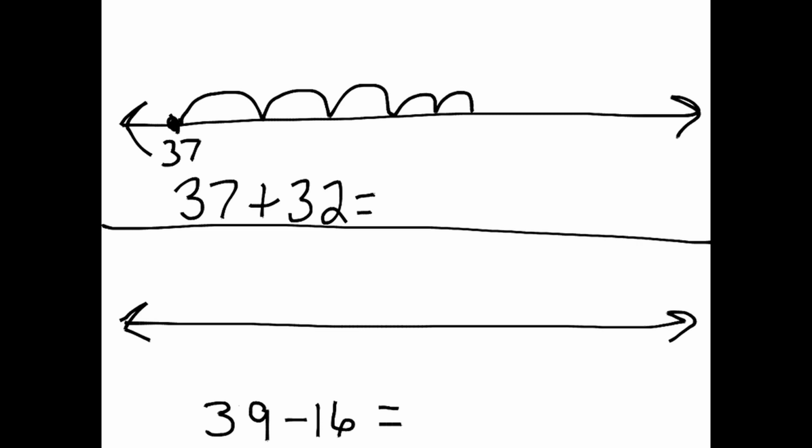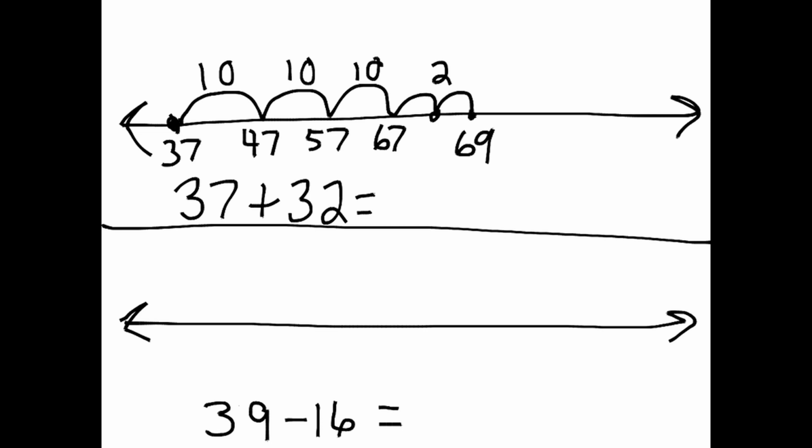Now when we add on the number line, we're going to add our 10, our 10, our 10, and our 2. 37 plus 10, 47. Plus 10, 57. Plus 10, 67. 68, 69. 37 plus 32 equals 69.